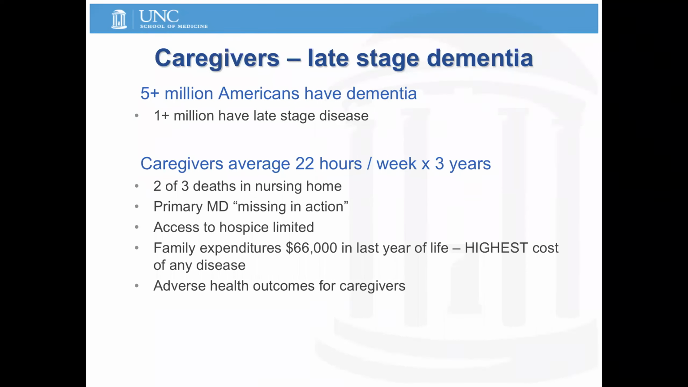Even though 2 out of 3 deaths occur in nursing homes, that means that 1 out of 3 is in the community, and caregivers are not excused from the table just because someone is living in a long-term care facility. Loving caregivers are very involved. Primary physicians have been described as missing in action in that there's a lot less engagement typically with physicians in this disease, which can leave caregivers struggling. Access to hospice is limited. Family expenditures are extraordinarily high, and not surprisingly, there are adverse health outcomes for caregivers.